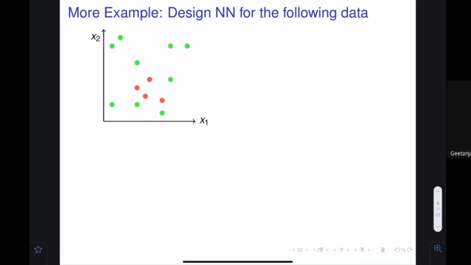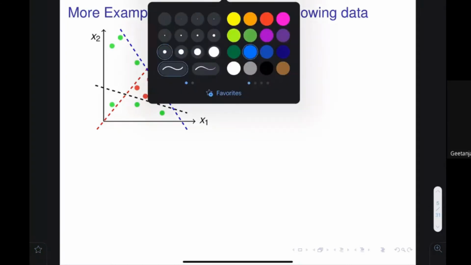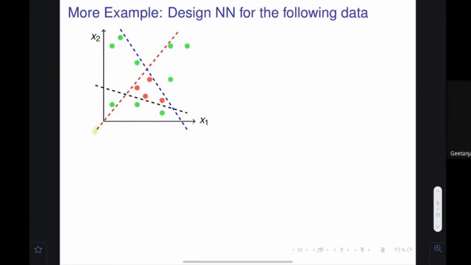So this is a difficult problem to solve. So what can we do? Can we draw multiple lines? For example, if I draw a red line and I say that on one side I am correct, on the other side I have a problem.